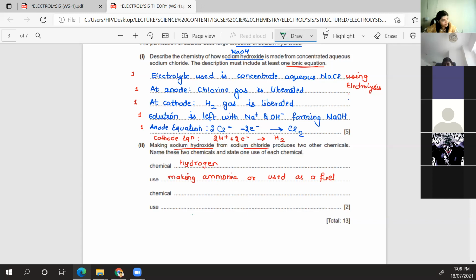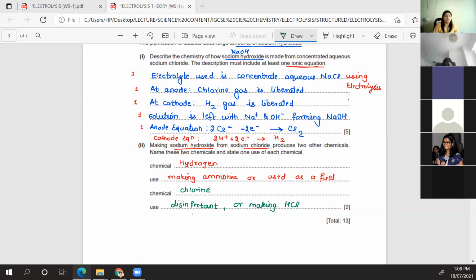Another chemical which is produced is chlorine gas. So use of chlorine gas is as a disinfectant. Or we can also write making HCl. It is used in swimming pools, making PVC, so many things. Sanitation cannot be an actual word. Disinfection or disinfectant, or we can write water treatment or killing bacteria. That needs to be there.